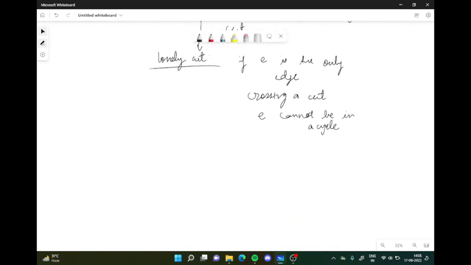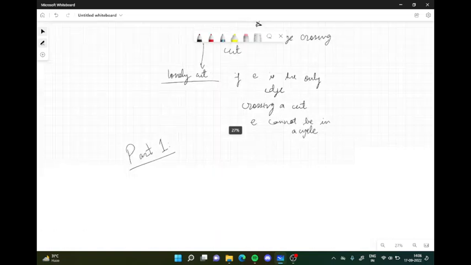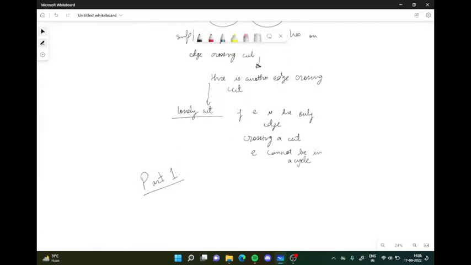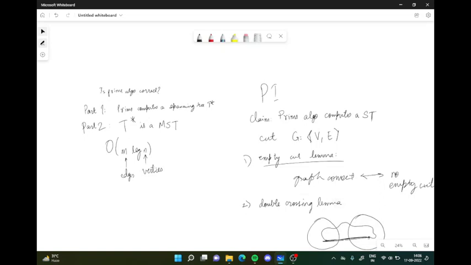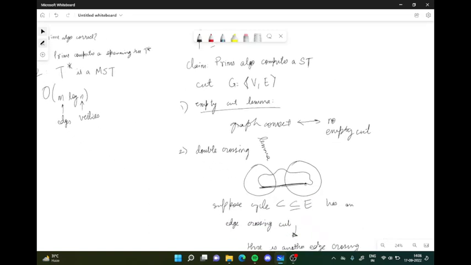So here we go. Proof that Prim's algorithm returns a spanning tree. Part 1. After we have completed our building blocks, here we go. Part 1. That Prim's algorithm returns a spanning tree. So is Prim's algorithm correct? That's the goal of this video. So first part is Prim's algorithm computes a spanning tree. That's what we are doing on the right hand side.